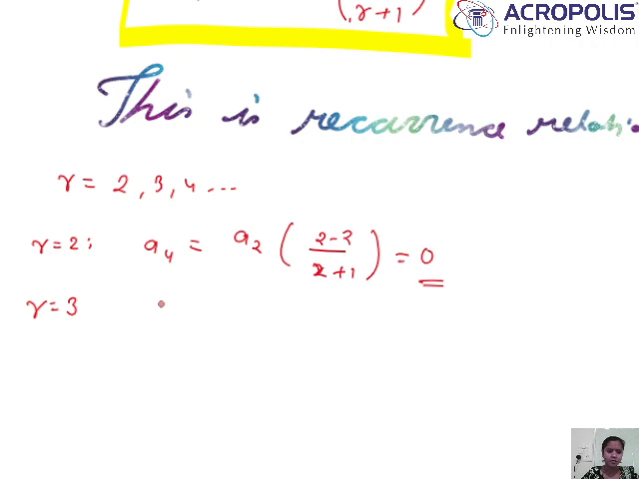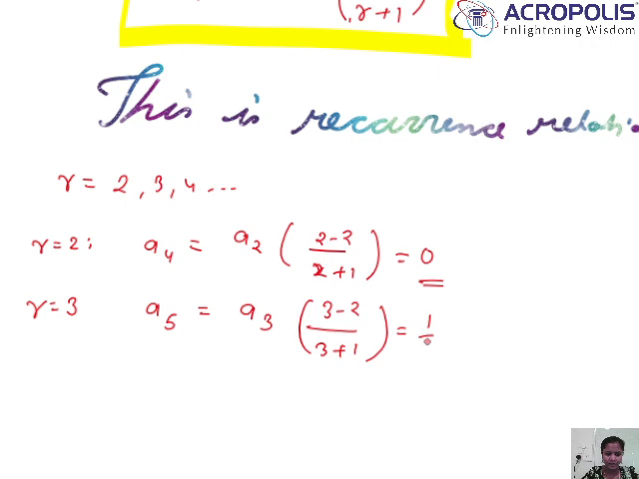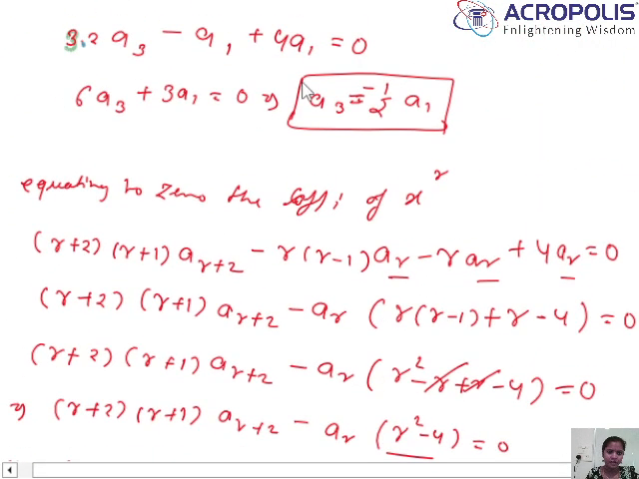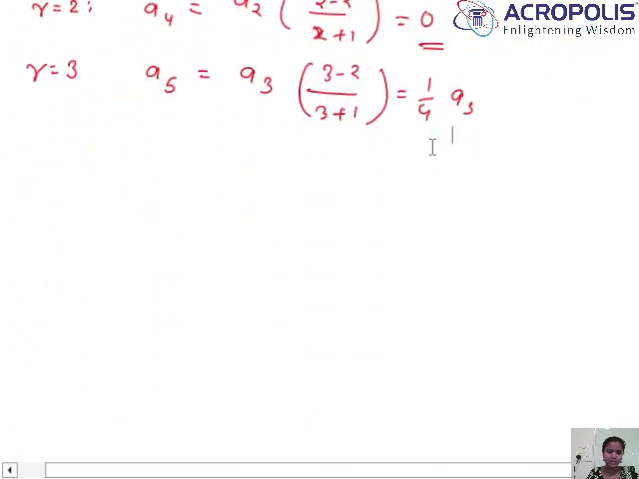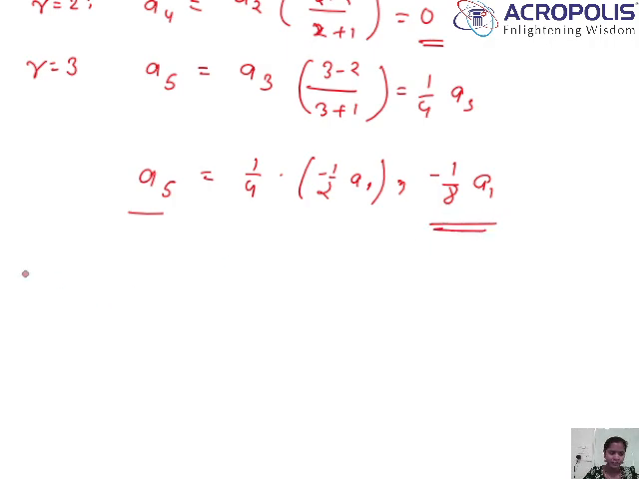When you substitute r equals 3, you get a5. This equals a3 into (3 minus 2) upon (3 plus 1), that is 1 by 4 a3. As you know, a3 is minus 1 by 2 a1. Now we substitute this value. Then a5 equals 1 by 4 into minus 1 by 2 a1, that is minus 1 upon 8 a1. This is the value of a5.